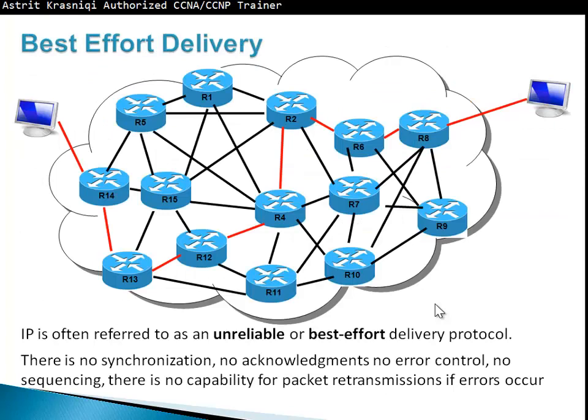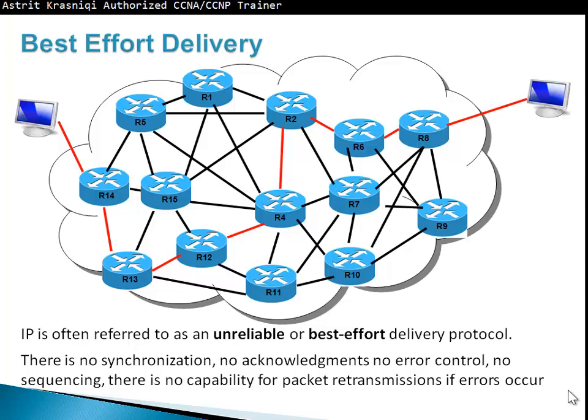The network layer is also best effort delivery. IP is often referred to as unreliable, or best effort delivery. There is no synchronization, no acknowledgements, no error control, no sequencing. There is no capability for packet retransmission if errors occur. So it's best effort delivery.